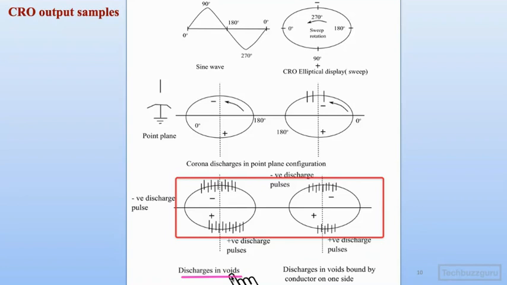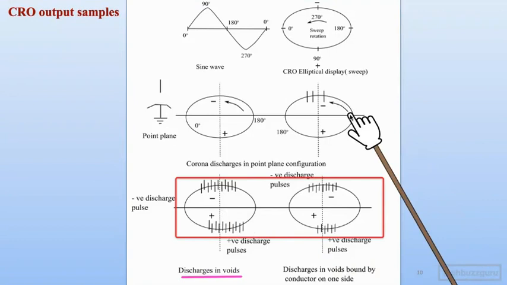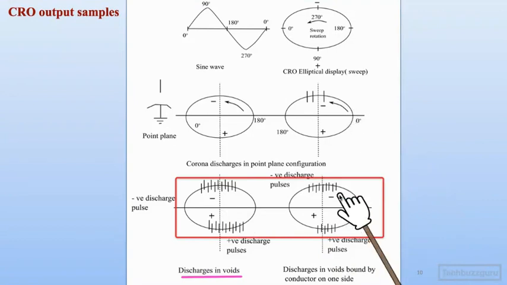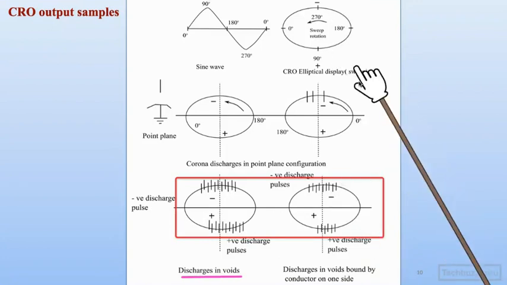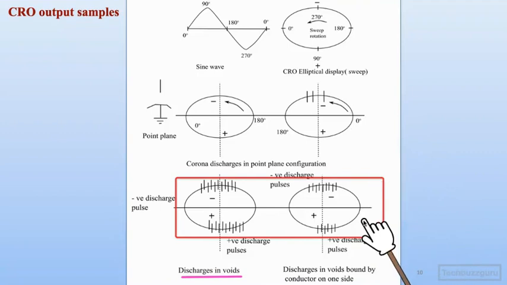Okay, and if the voids are surrounded by a conductor on one side, then the pulses will have more negative discharge pulses and fewer positive discharge pulses. So clearly there are three patterns: top, no pulse, then some pulses, so external discharges, and then many pulses. That means it shows internal discharges. So the method is able to discriminate between no discharge, external discharge, and partial discharges within the insulator.